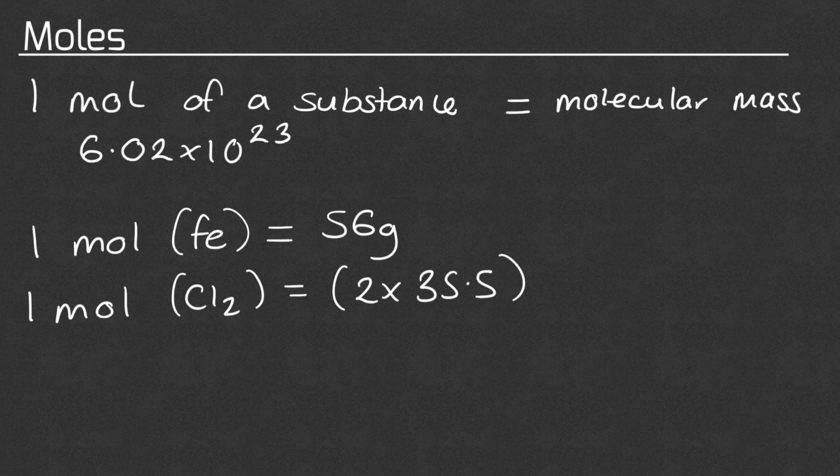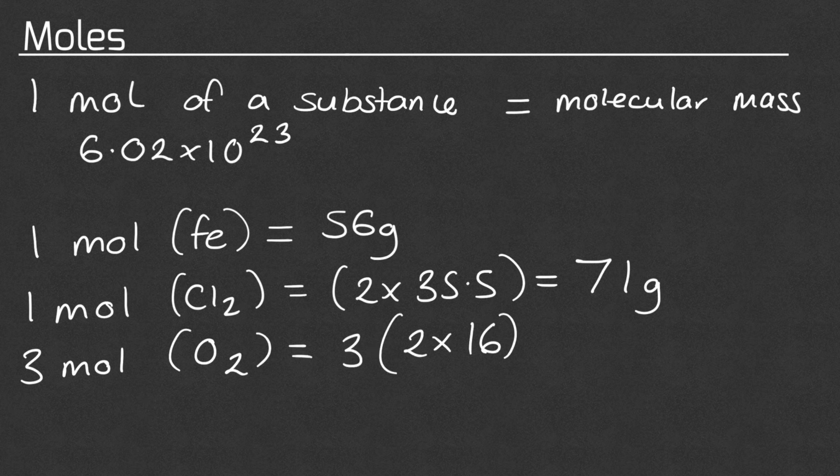1 mole of chlorine gas would have a mass of 2 times 35.5, because in Cl2 there are 2 chlorines. Each chlorine weighs 35.5, so 1 mole of chlorine would equal 71 grams.